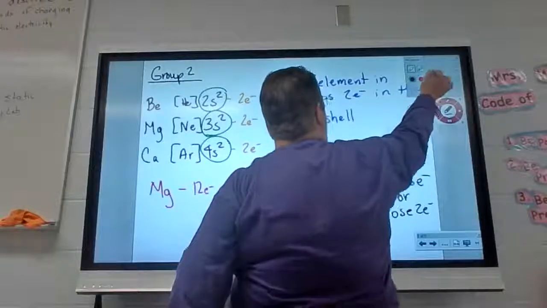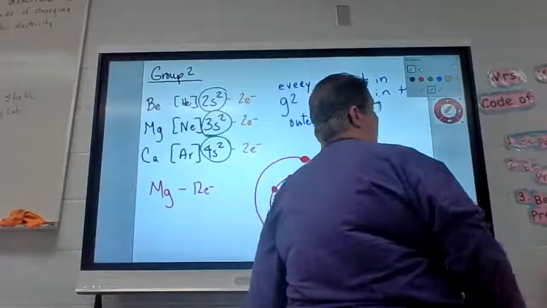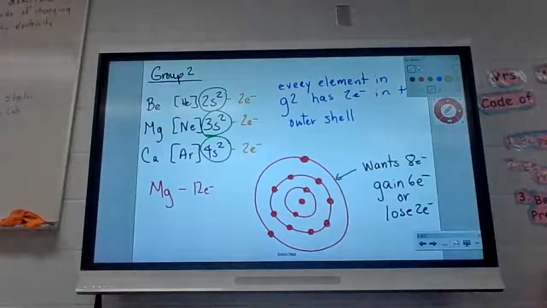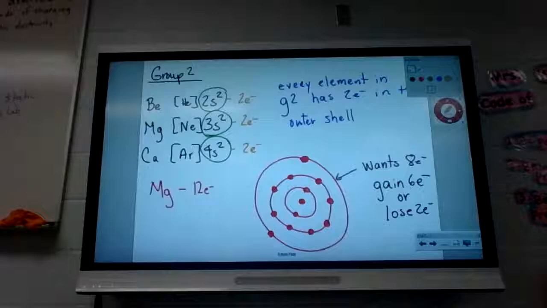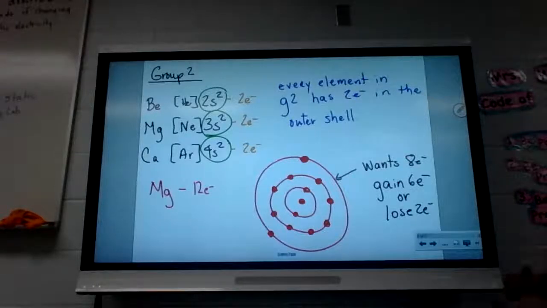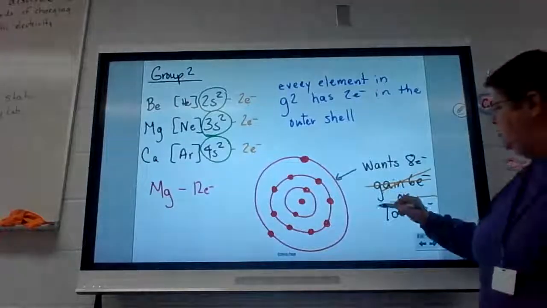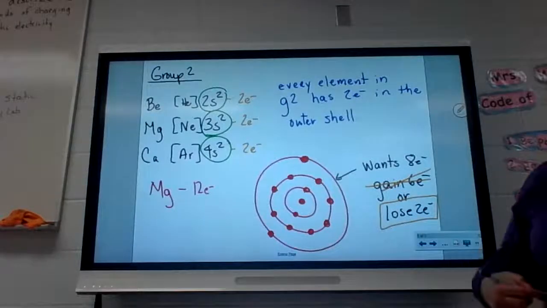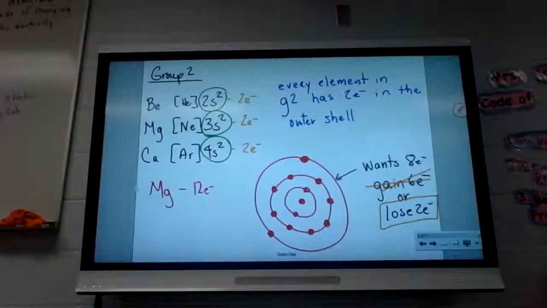Now, again, I can't do both, so I got to make a choice. Which one requires the atom the least amount of energy or effort? Atoms are like people. Okay? You're going to do the thing that's going to require the least effort. What will require the least effort? Losing 2. Okay? So, gaining 6, way too much effort. Losing 2 requires a lot less effort. Less effort is good.